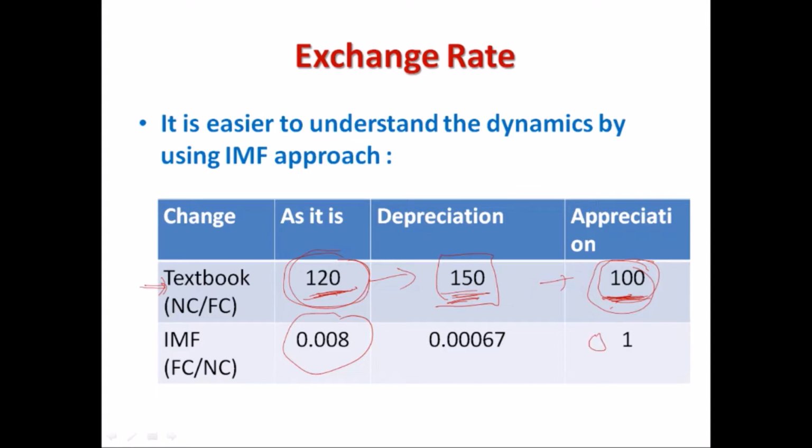So this must be 0.01. So that when the exchange rate is 120, the indirect quote is 0.008. Now, if the value of exchange rate changes from 120 to 150, the indirect quote falls from 0.008 to 0.00067. So the value of the exchange rate has declined, so it'll be a depreciation. And in this case, the value has increased from 0.008 to 0.01. So it will be an appreciation.